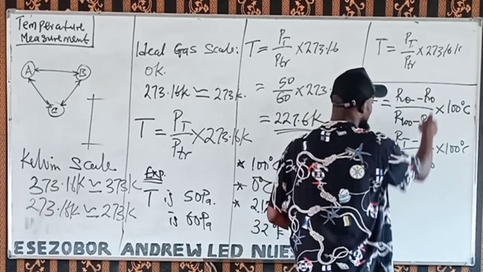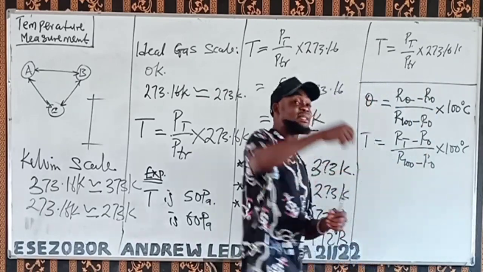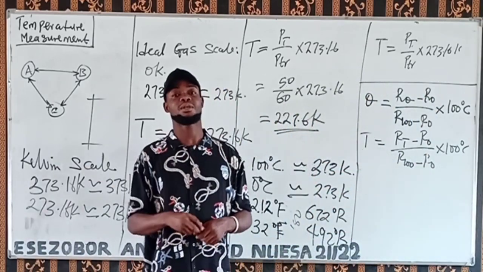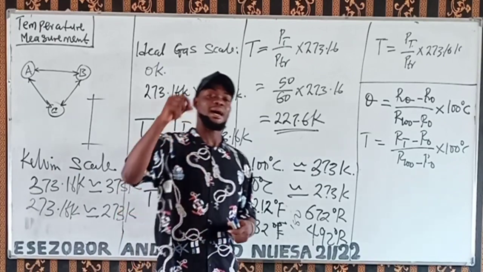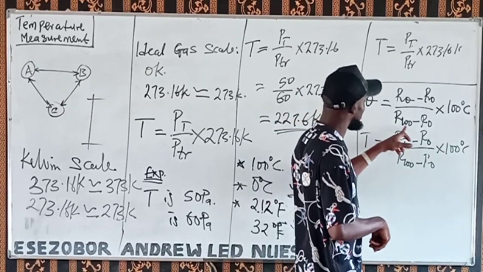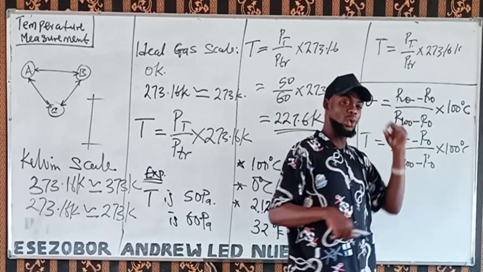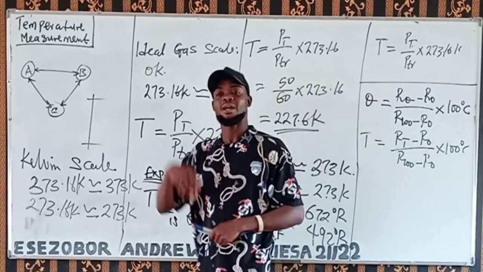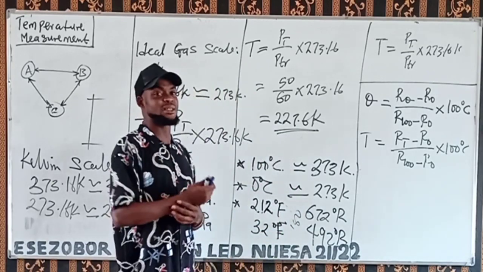R 0 is the resistance at 0 degrees Celsius. What about R 100? The resistance at 100 degrees Celsius.